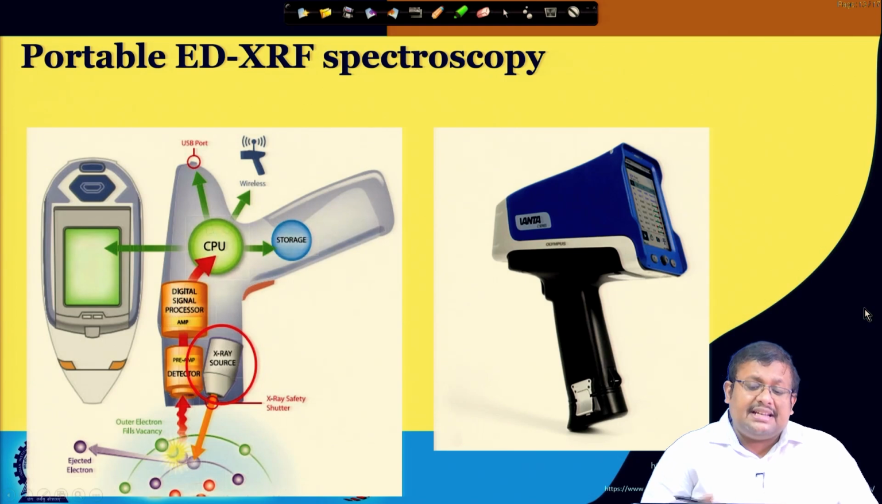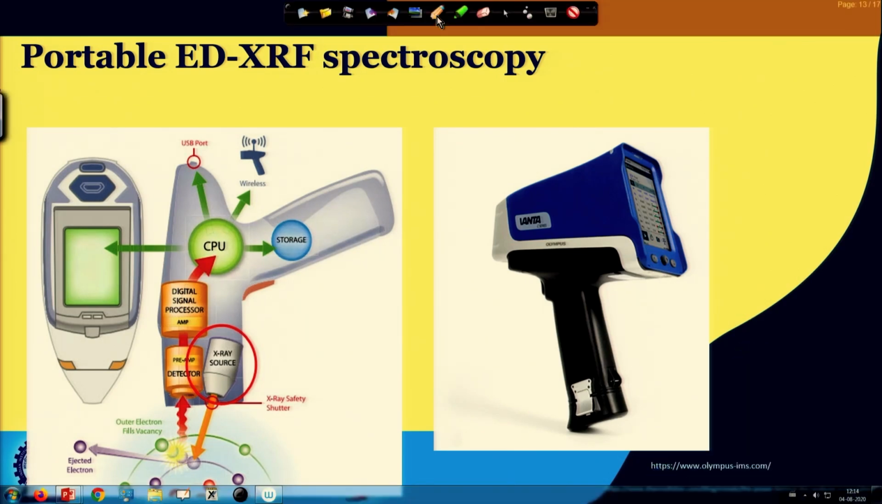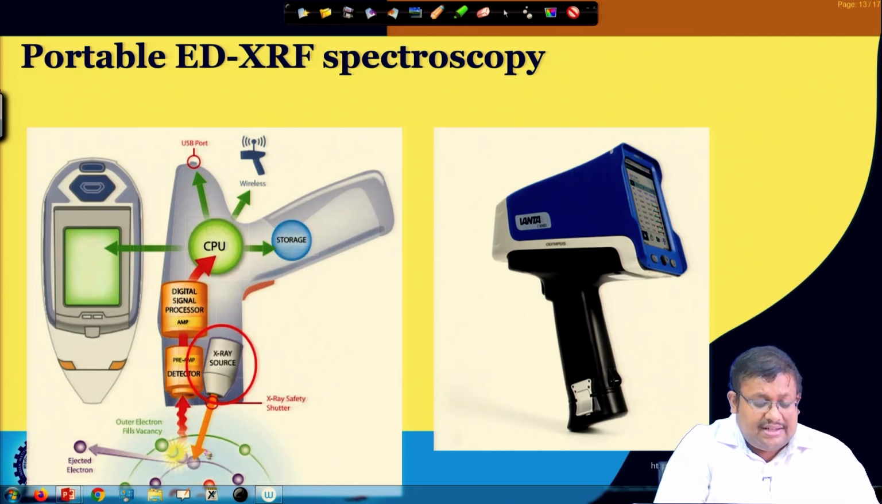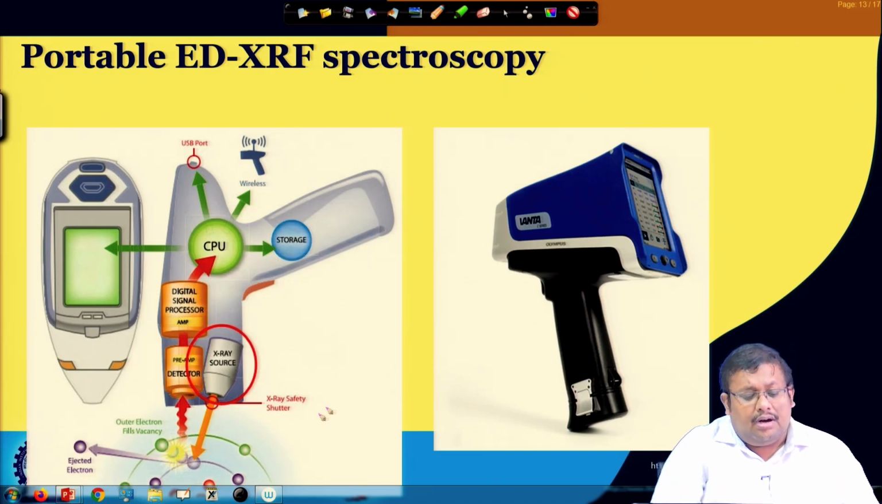So, this portable ED-XRF spectroscopy or portable X-ray fluorescence spectrometer, basically this is the construction. There is an X-ray source which generates the X-rays which eject the electron, and when the outer shell electrons go to fill up the vacancy, it will release the fluorescence which is detected, and there is a digital signal processor. Ultimately, it goes to the CPU or central processing unit, which stores it or transmits it through wireless. So, this is the working principle of portable XRF.